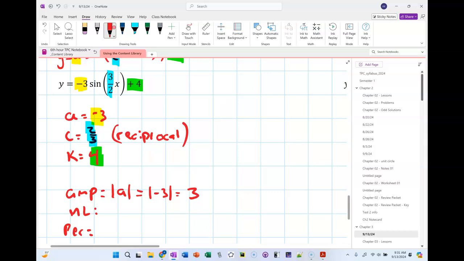Now, Mr. Kulik, do I have to write down all this work when I do my homework? No, but these are notes. I'm going to write it all down, so if you go back and look at it, it's clear what I did. Obviously, if the amplitude is the absolute value, A is -3, do I have to write all that? No, you just write down 3. It's fine. The midline is y equals k. And the k here is 4.